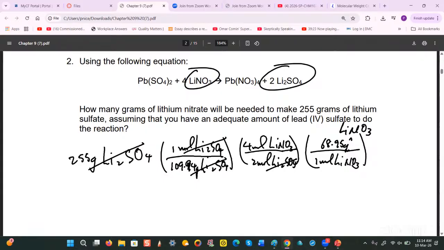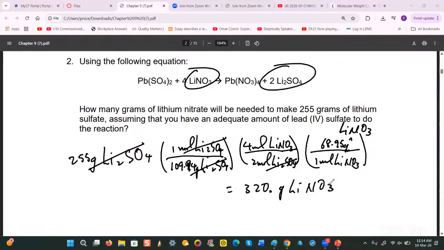So according to my calculation, I have to round this off to 3 sig figs. So that means that the answer will be 320 with a decimal point here. And that would be grams of lithium nitrate. That's it.